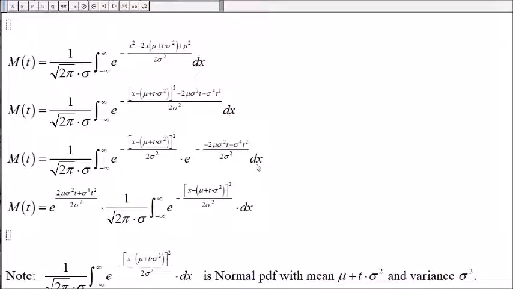This integral is with respect to x. This term here, there's no x. And so as far as the integral is concerned, this term will be constant because there's no x here. So we can move it and place it in front of the integral. And then here we end up with negative x minus mu plus t sigma squared, squared.